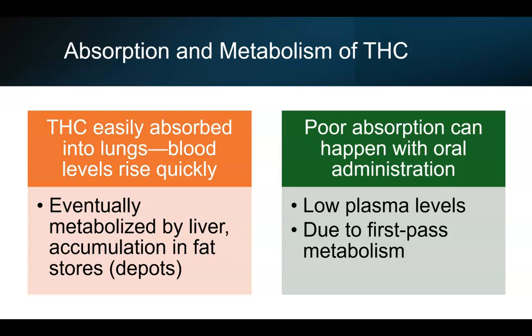Now, oral consumption is going to be a little bit different. If you're having a Toke House cookie or a pot brownie or something like that, there's going to be prolonged absorption, but it's going to be pretty poor, and thus very low plasma levels, and they're going to vary. This is largely because of the first pass metabolism that happens in the liver after the stomach has passed those contents.